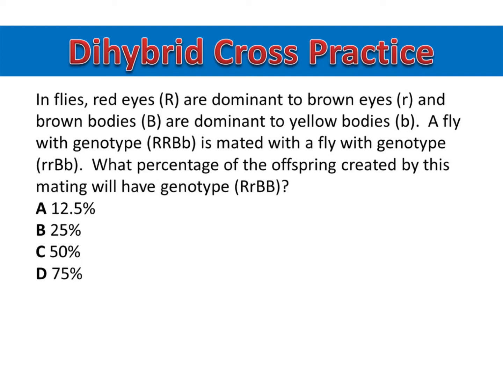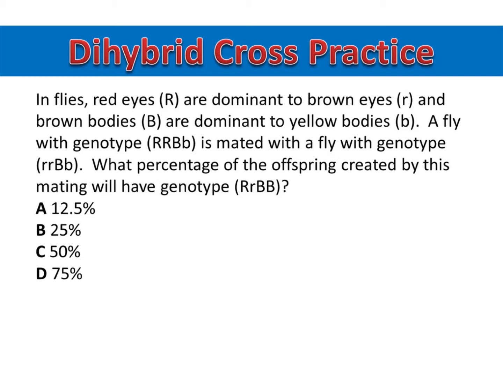In flies, red eyes, big R, are dominant to brown eyes, little r, and brown bodies, big B, are dominant to yellow bodies, little b. A fly with genotype big R, big B, little b, is mated with a fly with genotype little r, big B, little b. What percentage of the offspring created by this mating will have genotype big R, big B, big B?